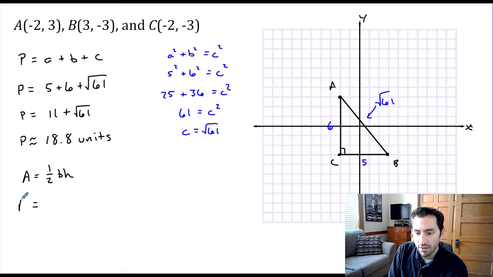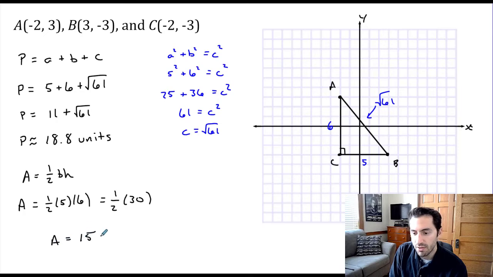So our area is equal to 1/2 times 5 times 6. 5 times 6, that's 30. So 1/2 times 30, we get an area of 15 units squared.